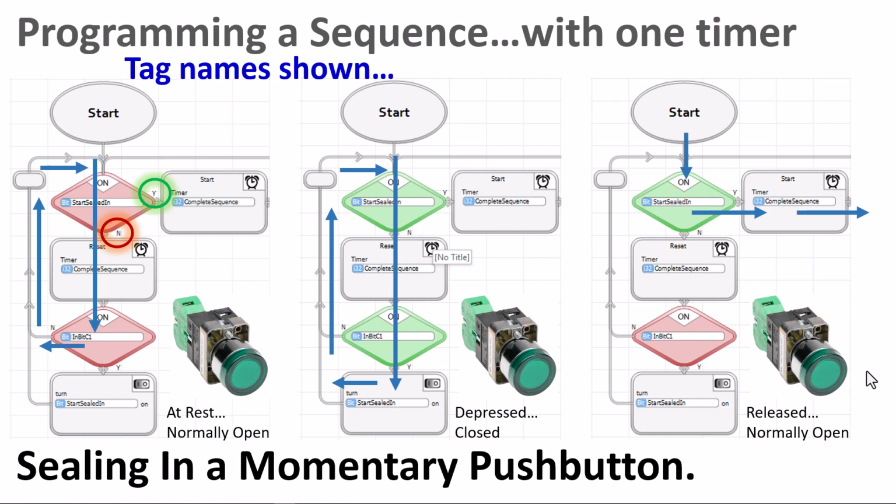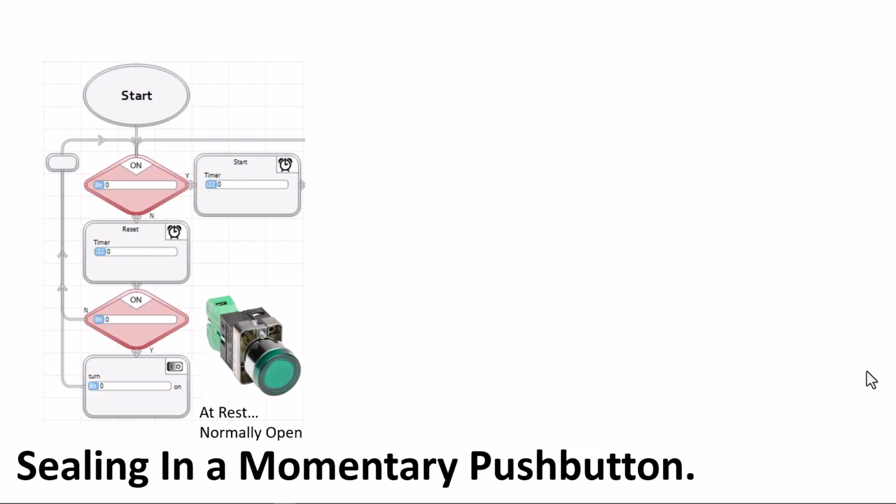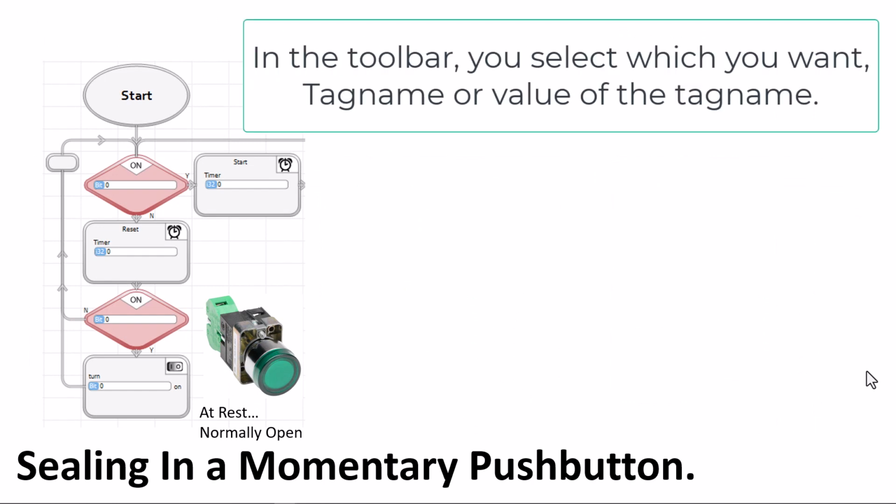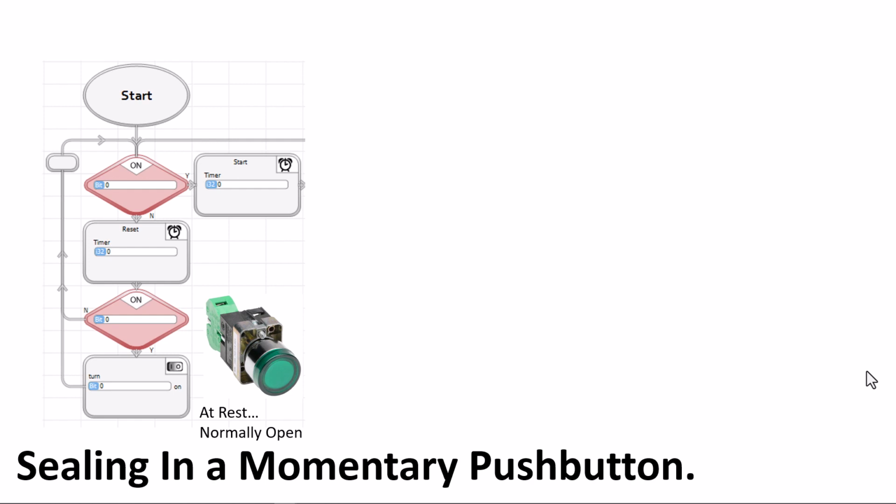Now let's look at this again, but with the values shown. Here I'm showing you the exact same diagram, but notice instead of tag names in there, it's showing you that the first one is 0. The second one is 0. The third one is 0. The fourth one is 0. And then the start is also 0.